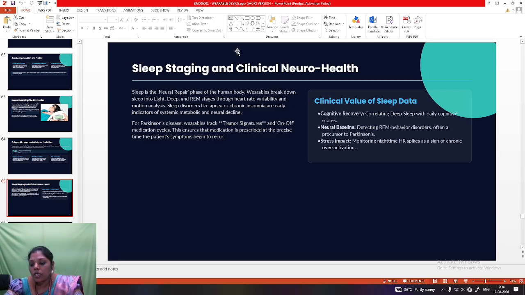Clinical value of sleep data: restorative recovery, collected in deep sleep with daily continuity scores. Stress impact: monitoring nighttime heart rate spikes, which can signal high stress or chronic overreactions.